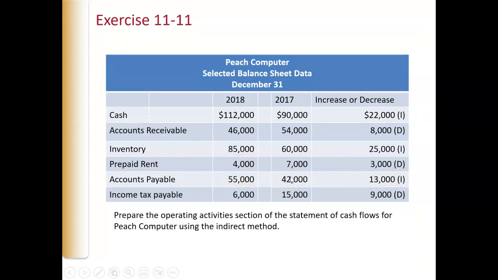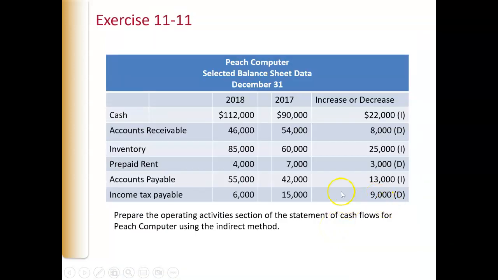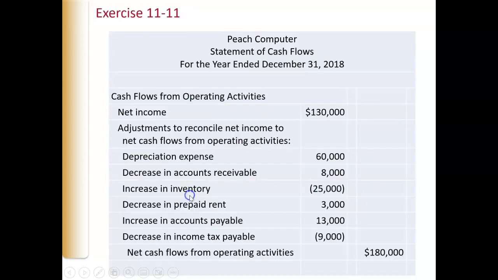With current liabilities, we follow the same pattern. An increase in accounts payable from 42 to 55. If it increased 13, what do we do with it? We add it. See how we added it? If it decreased, what do we do? We subtract it. Make sense? Kind of?